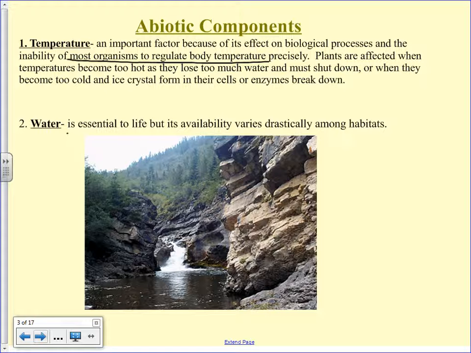Now, water. It's essential to life. Yes, we probably already knew that. But its availability varies drastically from place to place. Believe it or not, a place like the prairies where we live is actually a relatively dry place. Yes, there's water. It's available, but it's not everywhere.